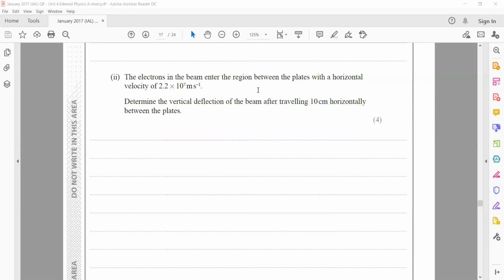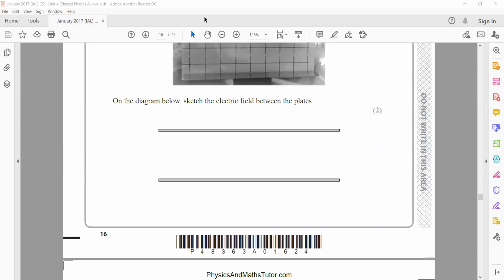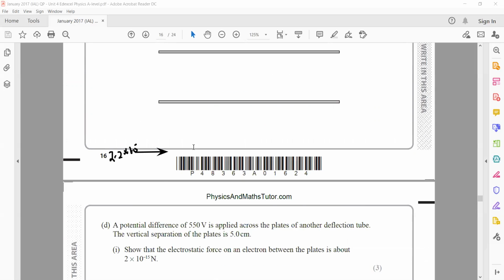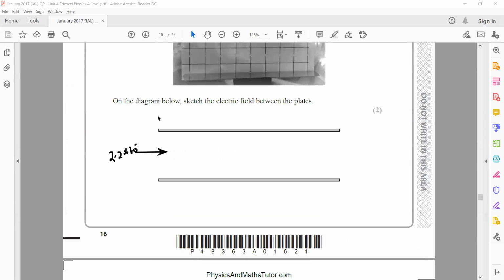The electron in the beam enters a region with a horizontal speed of 2.2 × 10^7. So when this electron entered, it had a speed of 2.2 × 10^7 meters per second. This was the speed of this electron.